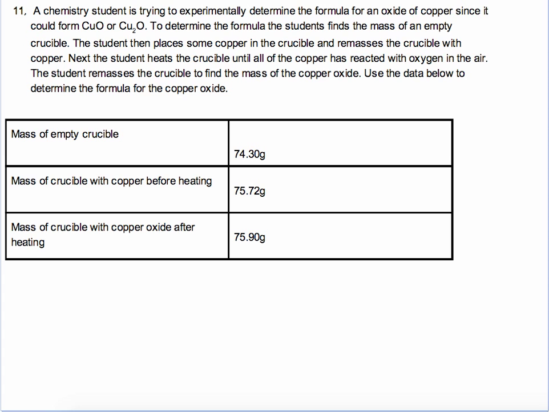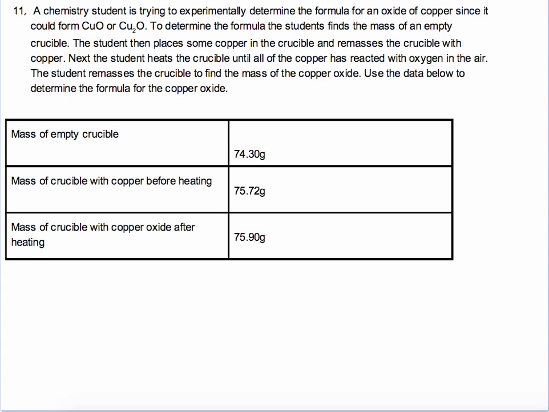Okay, this video is for problem number 11 on the in-class review. This one is like the lab that we did, where a student is trying to figure out the formula for some metal that combines with oxygen. In this case it's copper.